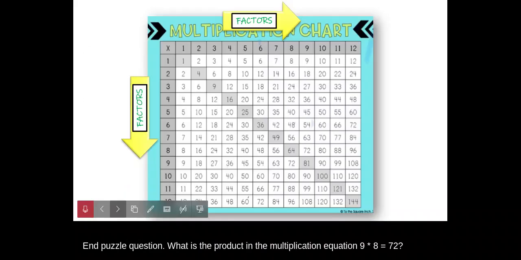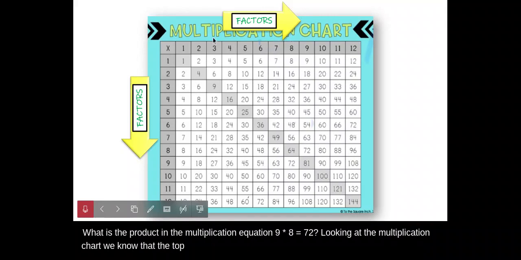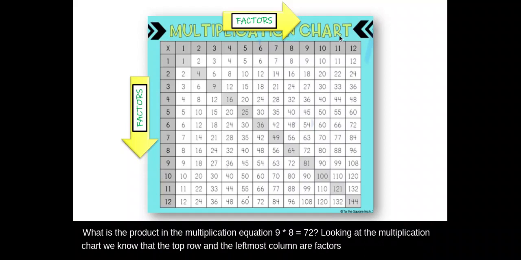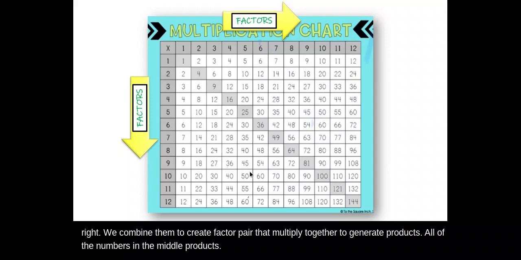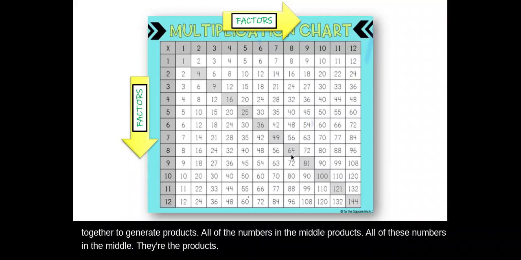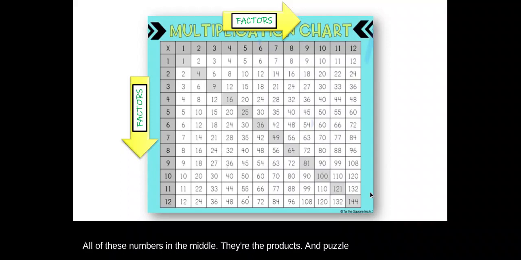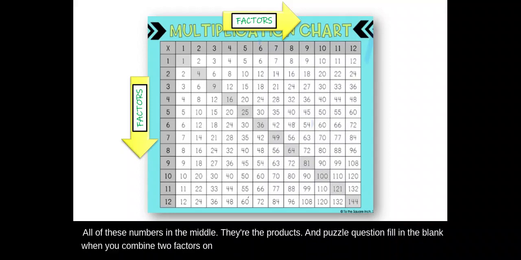Looking at the multiplication chart, we know that the top row and the leftmost column are factors, just the first one of each, right? We combine them to create factor pairs that multiply together to generate products. All of these numbers in the middle, they're the products. Ed puzzle question. Fill in the blank. When you combine two factors on the multiplication chart, you create a blank.